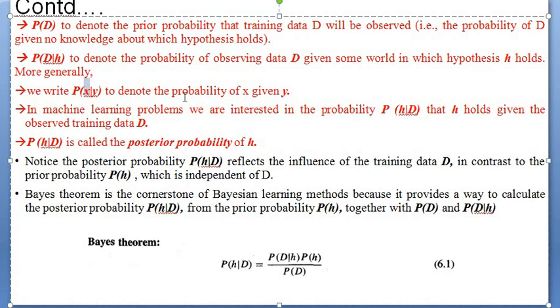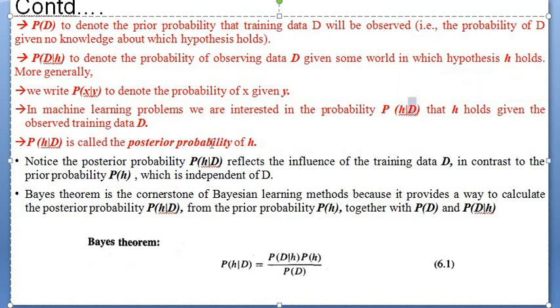In machine learning, we are interested in finding the probability of H given D. So always in machine learning we want to find out the best hypothesis given the training data, right? It is there in the Find-S algorithm, it is also there in the candidate elimination algorithm, the ID3 algorithm. You can take any algorithm, what we want in machine learning is to find out the best hypothesis given the training data.